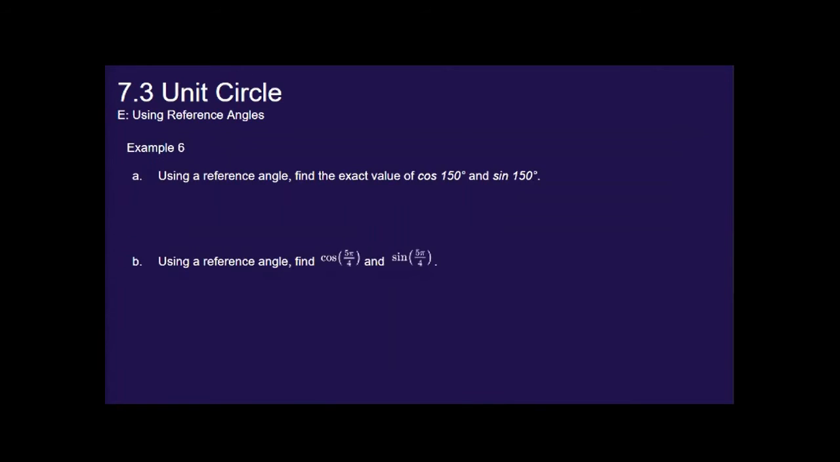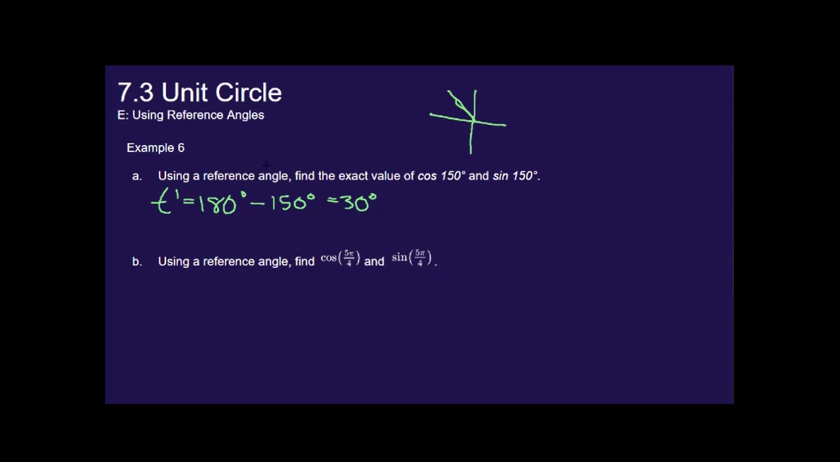So example 6 says, using a reference angle, find the exact value of the cosine of 150 degrees and the sine of 150 degrees. So we're working with the same angle for both. We just want to find the sine and the cosine of that. So if we're dealing with 150 degrees, then we know that 150 degrees is somewhere in the second quadrant. And so that means our t prime is equal to 180 degrees minus 150 degrees, which is equal to 30 degrees. Therefore, 30 degrees is our reference angle, but we're not done.